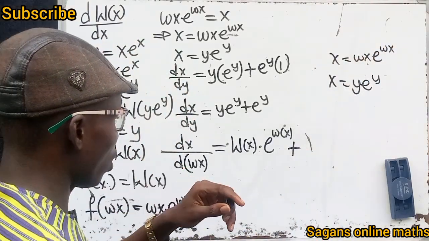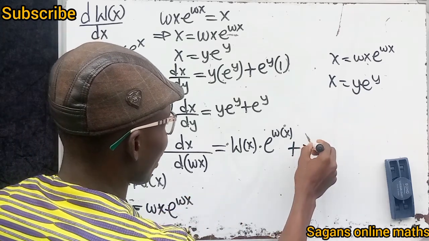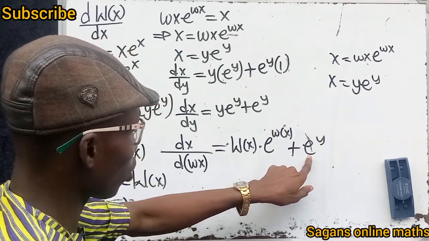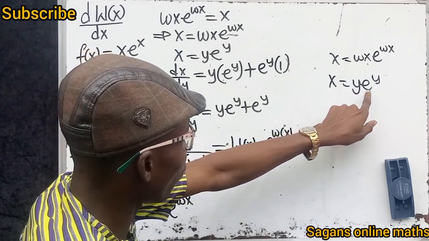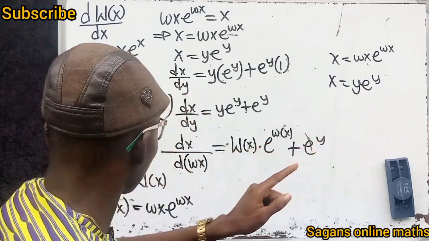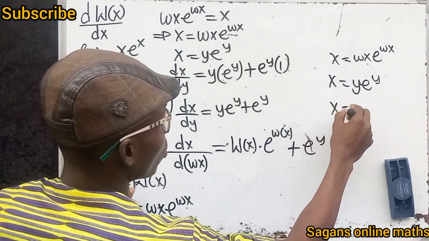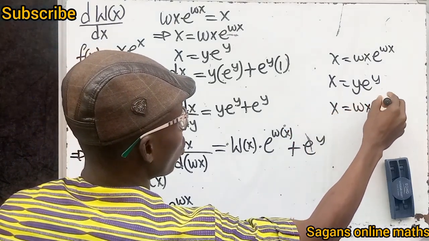Now we are seeing e to the power of y here, and we are seeing e to the power of y here. I know that y is f of x, that means a derivative function of x. That means s will be equal to the derivative function of x times e to the power of y.